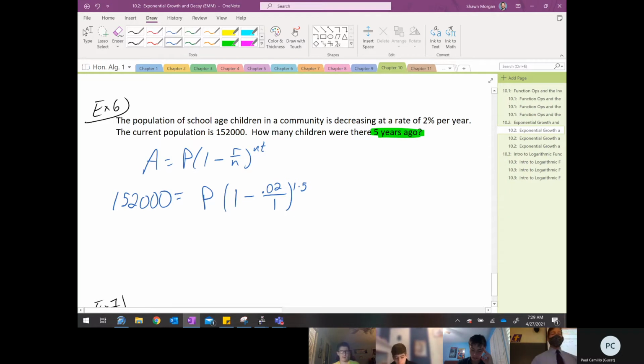So we want to get P by itself in this case. Right now, P is being multiplied, isn't it? Okay. So Lewis, how do I undo multiplication? What's the inverse operation of multiply? Dividing. Yeah, so if I want to get P by itself, I'm going to divide both sides by this parentheses.